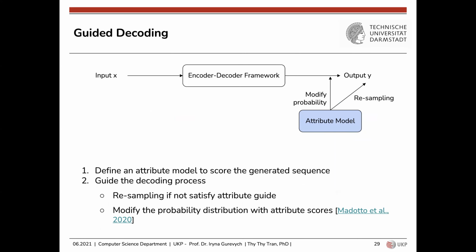So how can we encourage a model to generate towards a predefined attribute? For example, how can we generate a response with positive or negative sentiment? To do so, we need to define an attribute model to score the generated sequence. If the expected output should be positive, we resample the sequence if it is predicted as negative by the attribute model. Or we use the loss with respect to the attribute score to train the model.